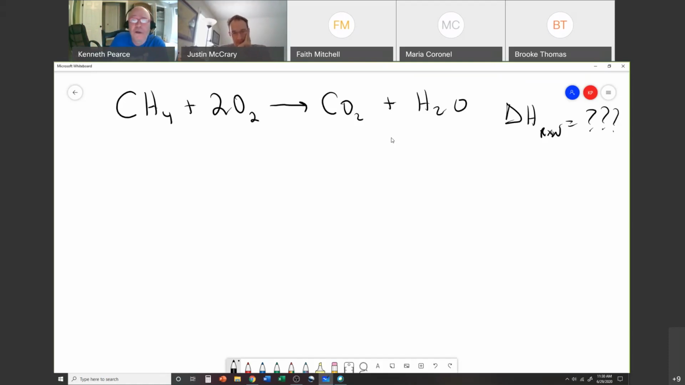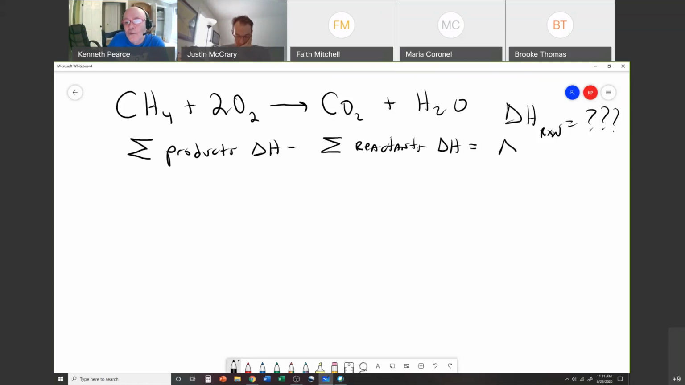We could look up this reaction and find it, but let's say we didn't know what delta H of reaction is. The way we're going to do this is we're going to say the sum of the products' delta H's minus the sum of the reactants' delta H's equals delta H of the reaction. That's what we're going to say: the products minus the reactants.